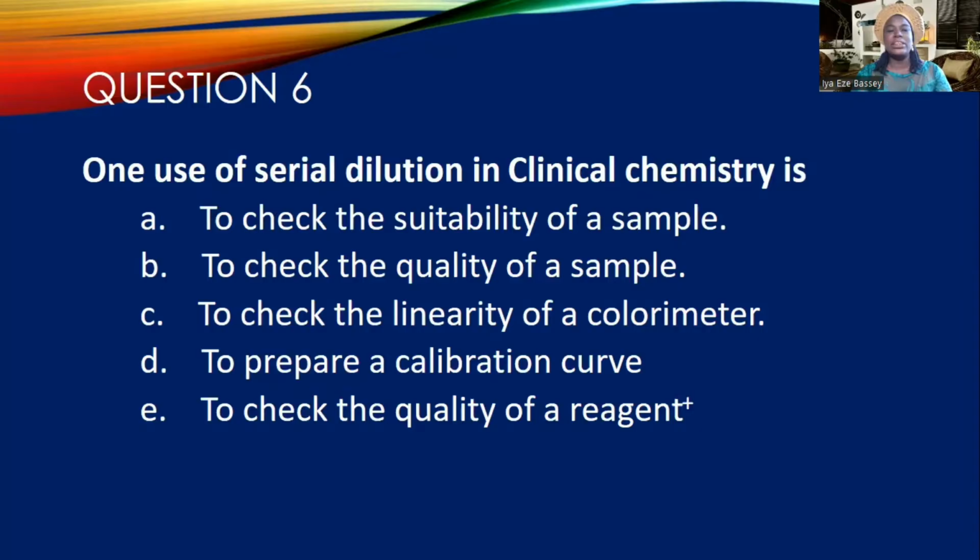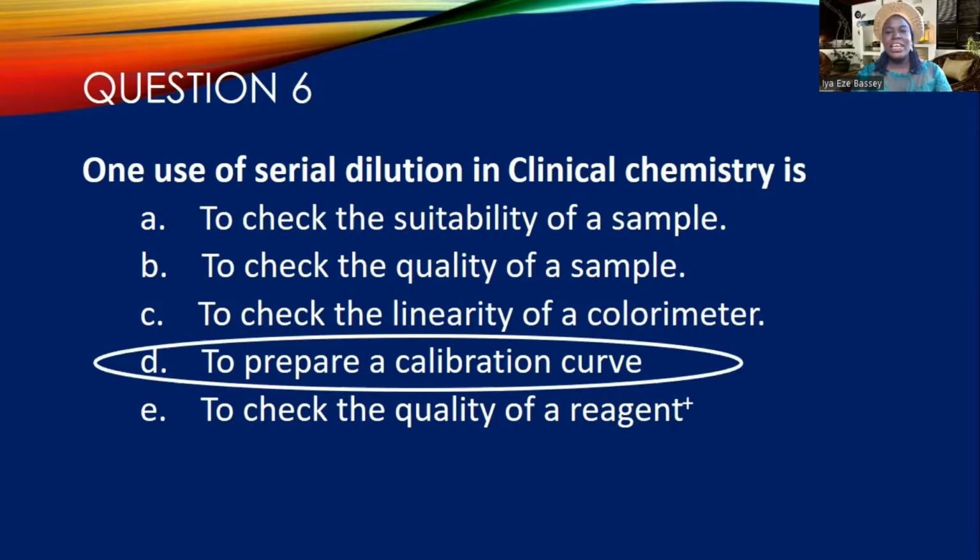So question number 6. One use of serial dilution in clinical chemistry is to A, check the suitability of a sample. B, check the quality of a sample. C, check the linearity of a colorimeter. D, prepare a calibration curve. E, check the quality of the reagents. So what do you choose? Is that your final answer? All right, I will choose D. It is usually used to prepare a calibration curve.